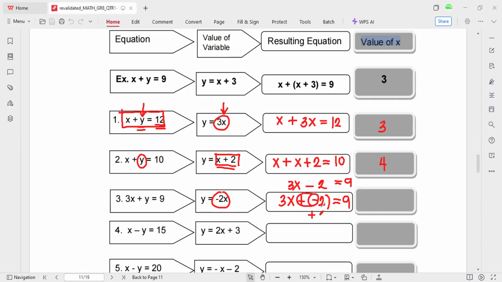Okay, so adding 2 to both sides, we get 3x is equal to 9 plus 2, so that is equal to 11. So 3x is equal to 11. Then divide both sides by 3. So our x will be 11 thirds.